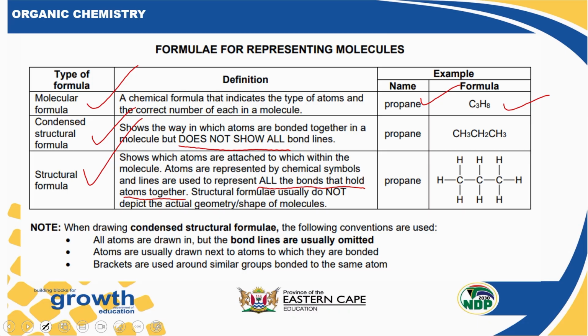Now, these are 3 formulas that we would represent our molecules with: a molecular formula, a condensed structural formula, and lastly, a structural formula. And when we are awarding marks for the structural formula, for bonds that are not visible, or for bonds that are being omitted, that simply means the structure of that compound is wrong.